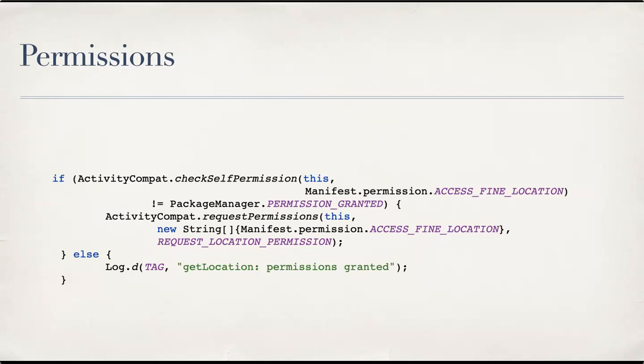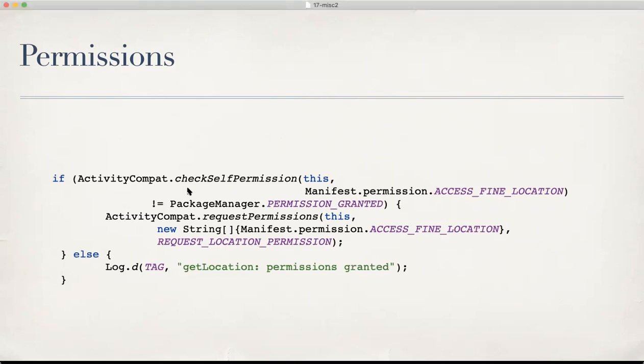Check for the permission first, and this is how you will do it. In your onCreate, you would call checkSelfPermission, which takes the permission that you are asking for. In this case, it is ACCESS_FINE_LOCATION. Check if this returns the equivalent of PackageManager.PERMISSION_GRANTED. If it is not granted, then request the permission. Otherwise, you have permission and then proceed accordingly.